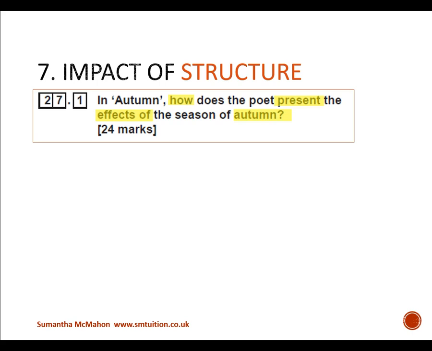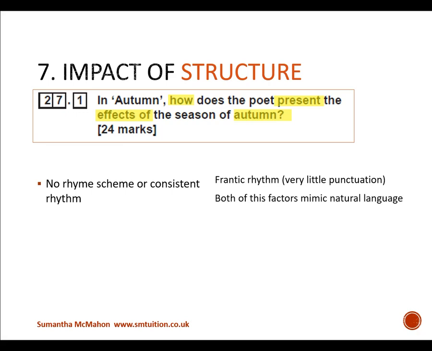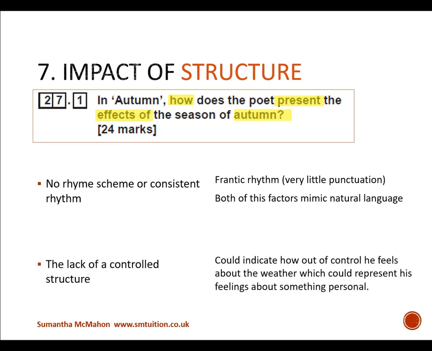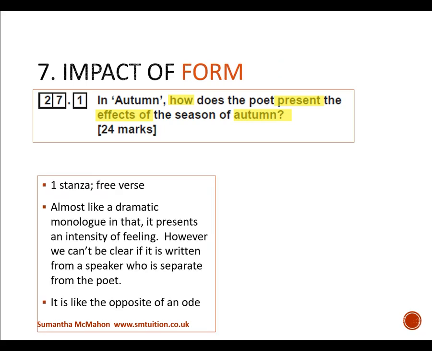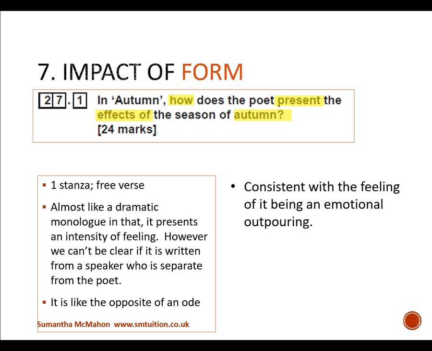We also need to look at the impact of the structure. We can see that it's hard to establish a consistent rhyme scheme, and when we look closely, the lack of punctuation creates a frantic rhythm. These mimic the natural language and create a panicked tone. Also, the lack of a controlled structure might reflect how out of control the speaker feels about the weather or the season, and this might represent some personal feelings. When looking at the form, we can see that it's consistent with what we have inferred about the structure, in that it's consistent with creating a sense of the poem being an emotional outpouring.